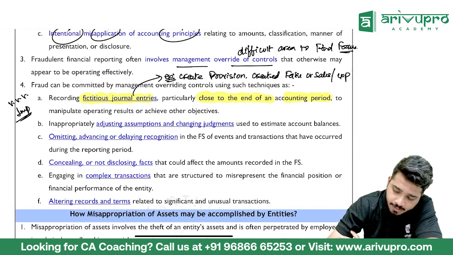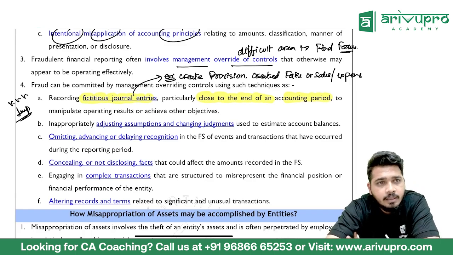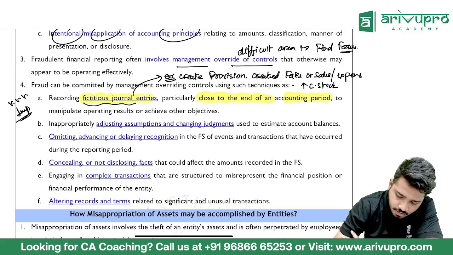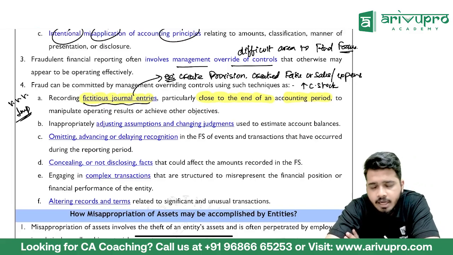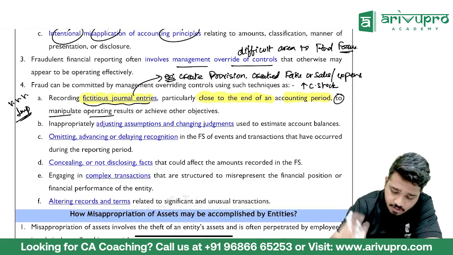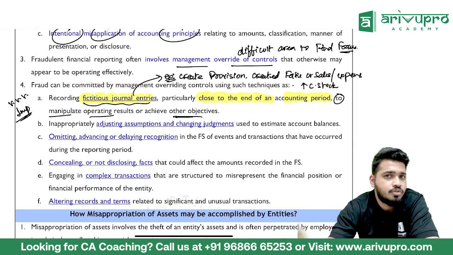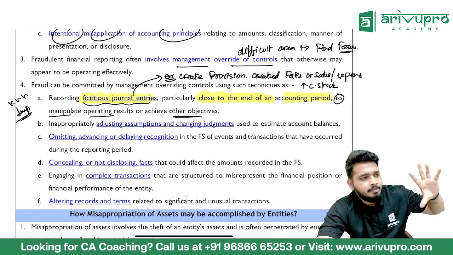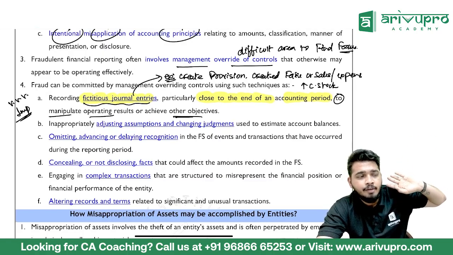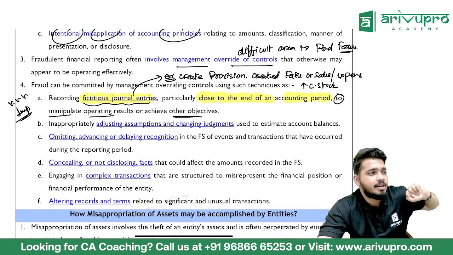Fake expenses. Clear? Increase in closing stock. These are all fictitious. It's not there at all, but only on paper you will see fictitious journal entries. Transaction never happened, but we put the entry in the books of accounts. Why, sir? To manipulate operating results to achieve other objectives. Profit or loss, I want to manipulate. If profit is more, investors will come. If loss is more, tax will be saved.